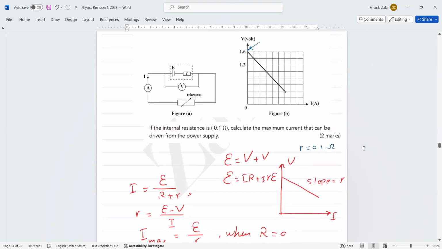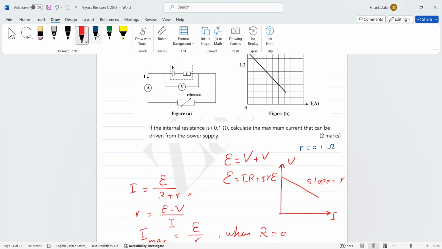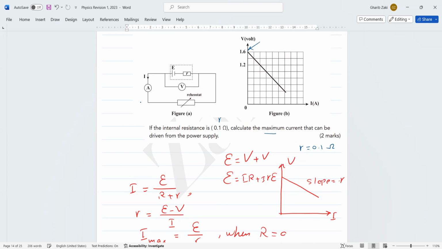In that question, what do we have here? We have here the internal resistance. This is R. It said calculate the maximum current. Now, this is the maximum current. I maximum equals the EMF over R. EMF from the graph is 1.6. Internal resistance, 0.1. 1.6 divided by 0.1 equals 16 ampere.